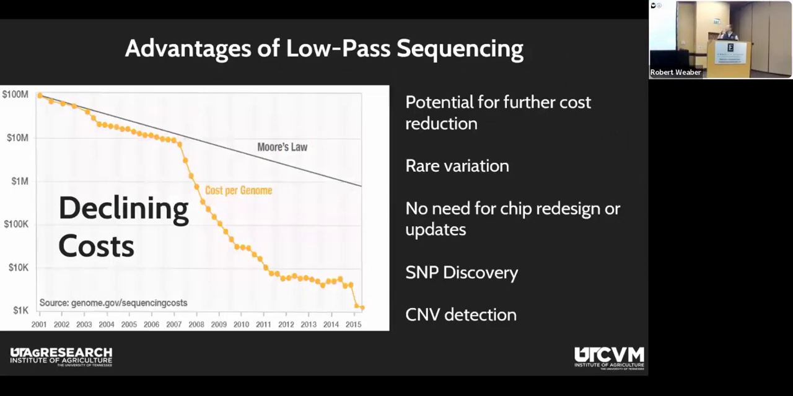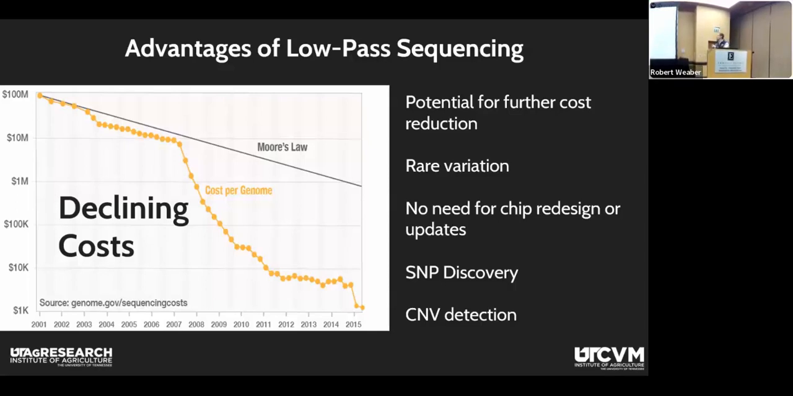And so as we move into thinking more about low pass, I'm going to switch gears and talk a little bit about the advantages and future areas where I see low pass being an important development for us in the genotyping space. Then I'll compare and contrast a couple of things that are really important for us to keep in mind, particularly the scale of data that exists in low pass and what that's going to look like at the level of a genetic evaluation.